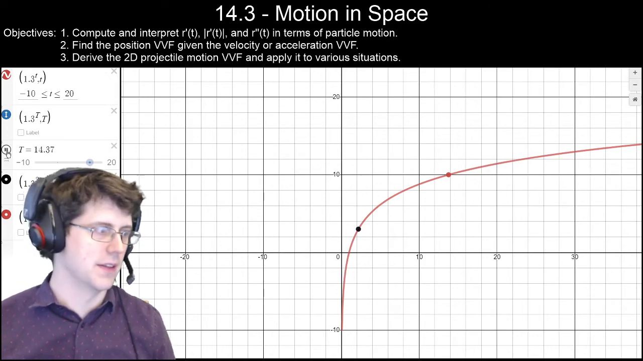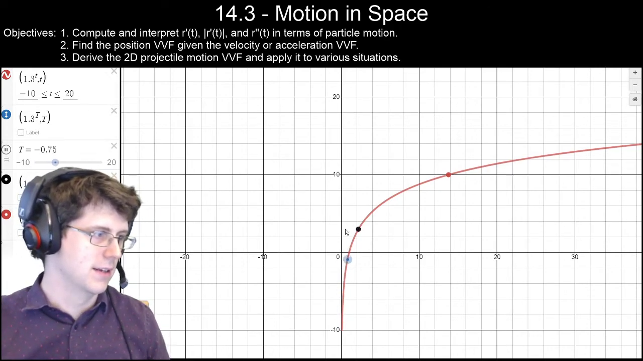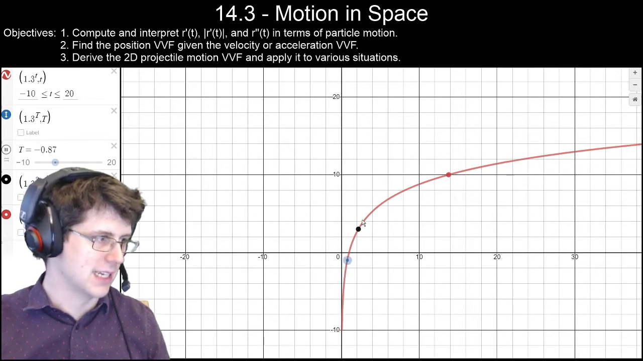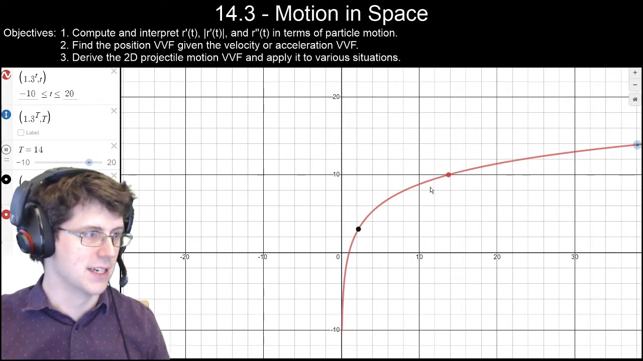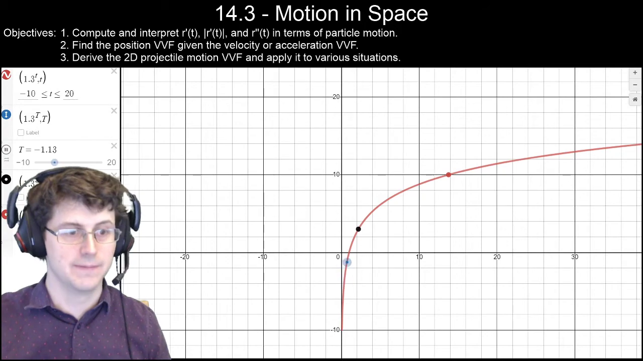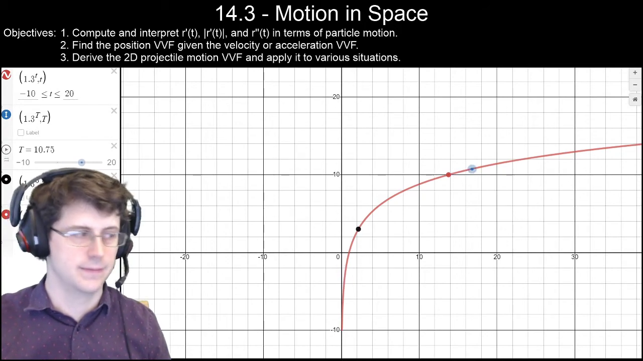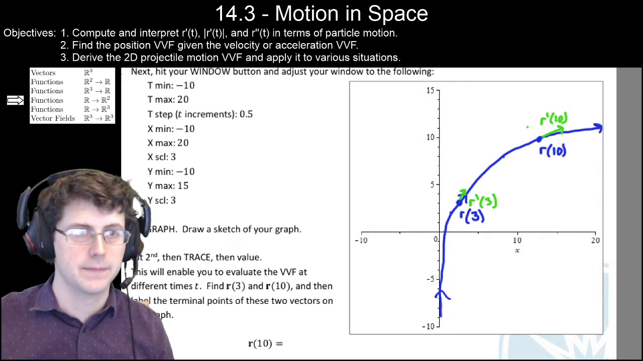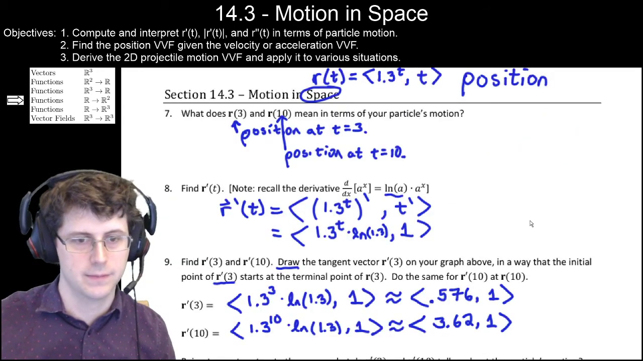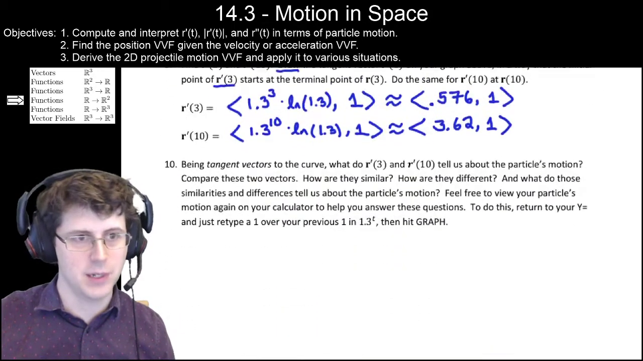So the velocity vector at t equals 3 was just a little tiny thing that was headed this way, and the velocity vector at t equals 10 was kind of huge, headed off in this direction, which represents a higher speed. Okay. Took a derivative, plugged in a point.